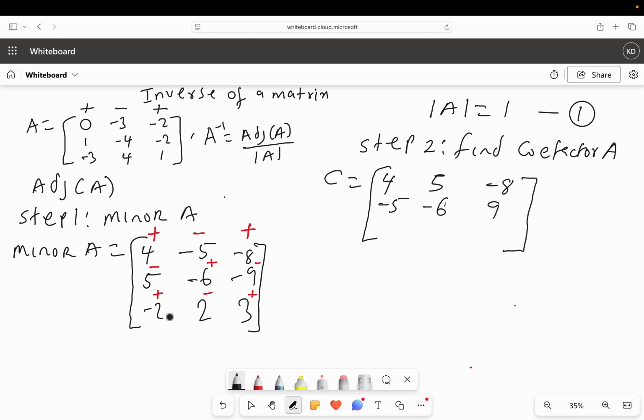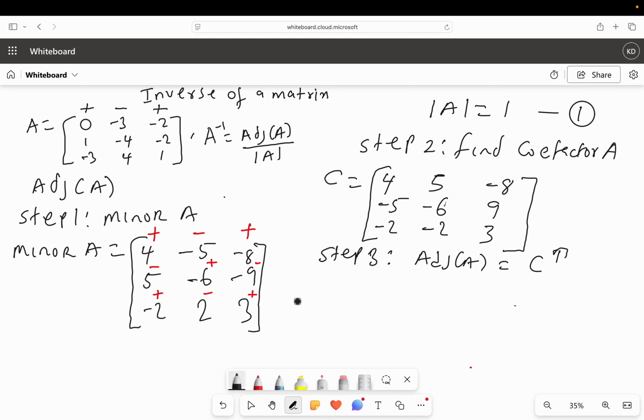Then the last row, minus 2 is positive, positive, negative is negative, so minus 2. Then this one is positive, but the sign is negative, so I will have minus 2. Then positive, positive is positive, so I will have 3. So the final step of finding the adjoint is taking the transpose of the cofactor matrix. So the adjoint is just the transpose of the cofactor matrix.